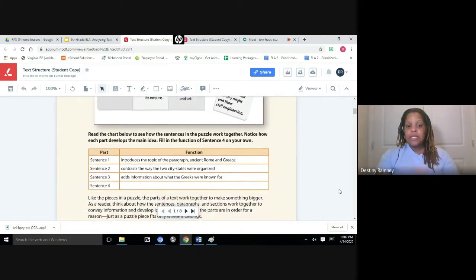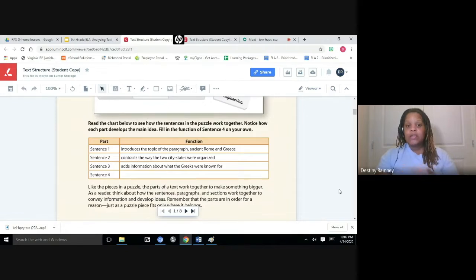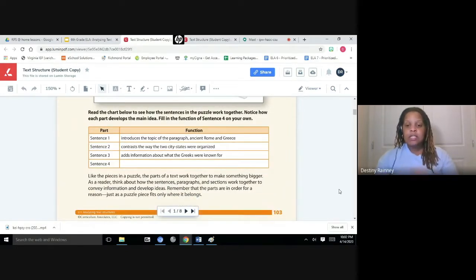So, like the pieces in a puzzle, the parts of a text work together to make something bigger. As a reader, think about how the sentences, paragraphs, and sections work together to convey information and develop ideas. Remember that the parts are in order for a reason, just as a puzzle piece fits only where it belongs. This is how we get organizational patterns.